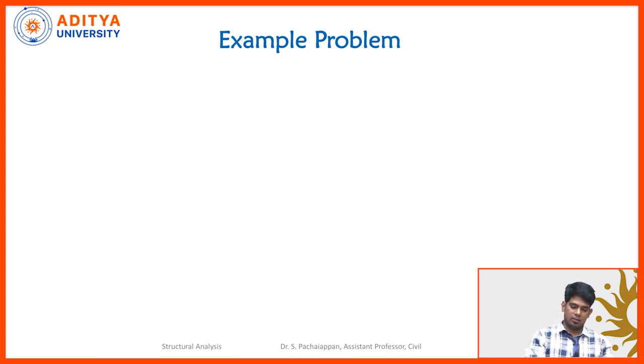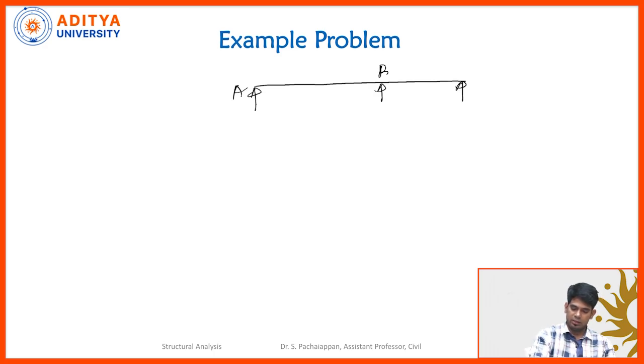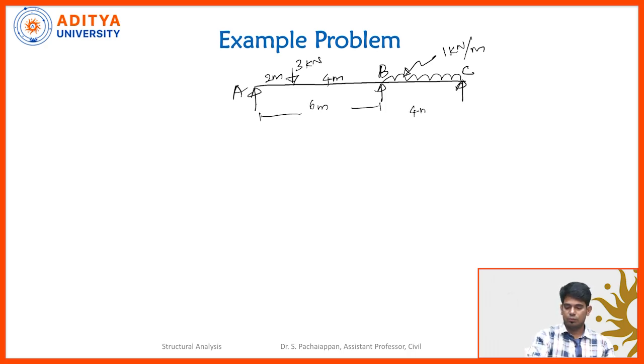And quickly I will take the numerical problem. I am taking a continuous beam which has three supports, let's say supports A, B and C. Span AB is subjected to an eccentric point load of 3 kN at a distance of 2 meters from the left support, and span BC has a uniformly distributed load, UDL, of 1 kN per meter. Span AB is 6 meters long and span BC is 4 meters.